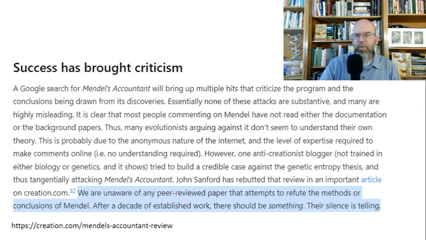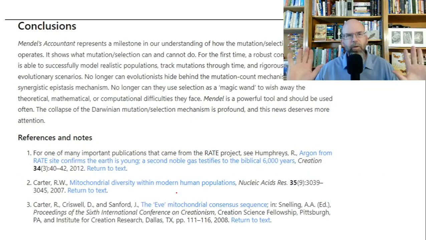Right now, here's where we're going to get into looking at a bunch of other papers. Okay. Oh, actually, these are the conclusions. Mendel's account represents a milestone in understanding of how the mutation selection process operates. And then a bunch more platitudes about it, and then ending with, hey, people need to use this particular program. Right. And it's predicting the collapse of Darwinian mutation selection mechanisms. All right. So now we need to back up.